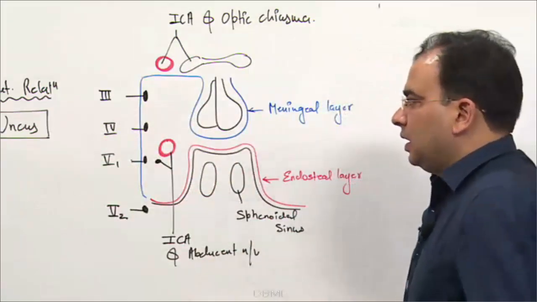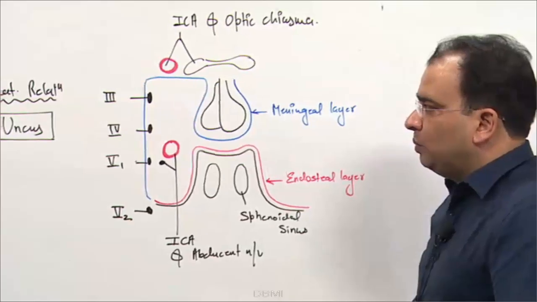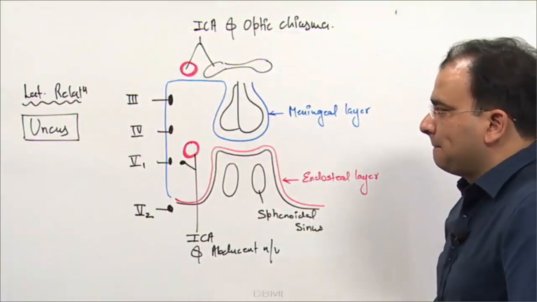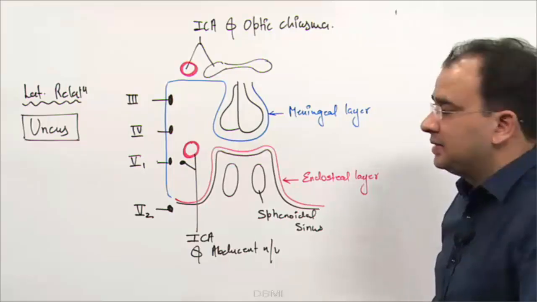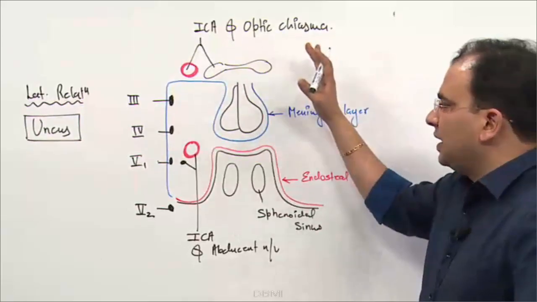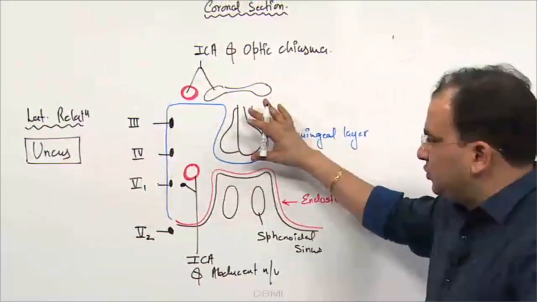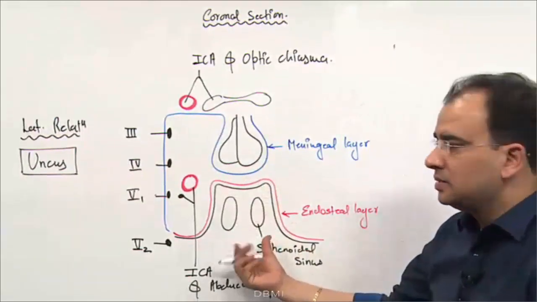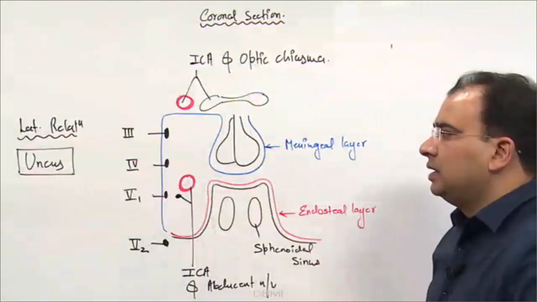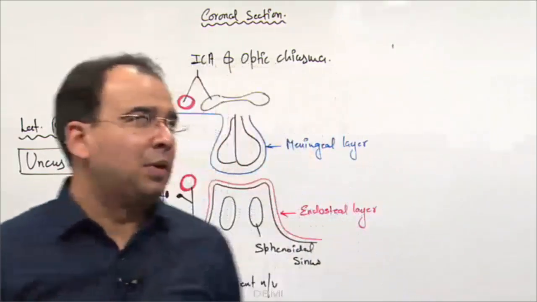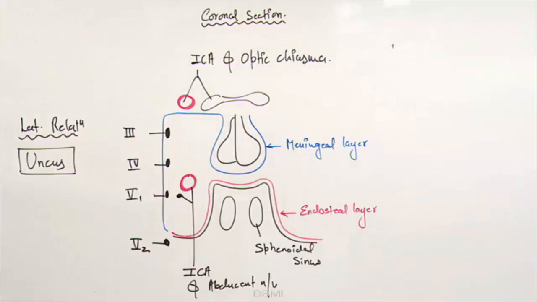It is part of the temporal lobe separated by the rhinal sulcus, so we call it uncus. Lateral relation of the cavernous sinus. So superiorly we have the internal carotid artery and optic chiasma, medially we have the pituitary gland, sella turcica, body of the sphenoidal air sinus, and laterally we have the uncus. So this is about the dural folds and dural venous sinuses.